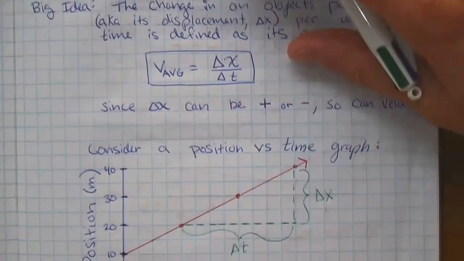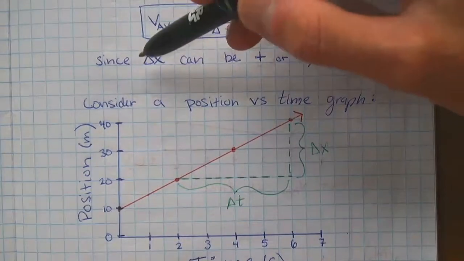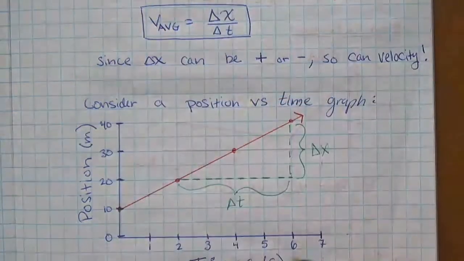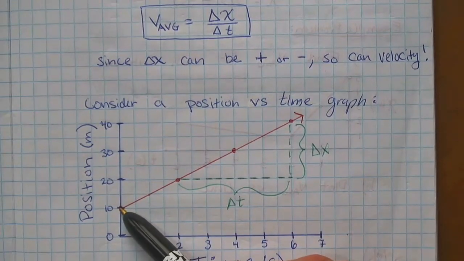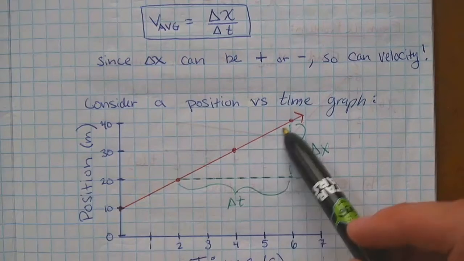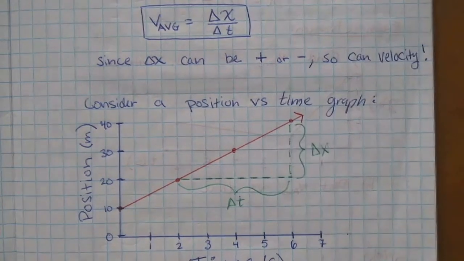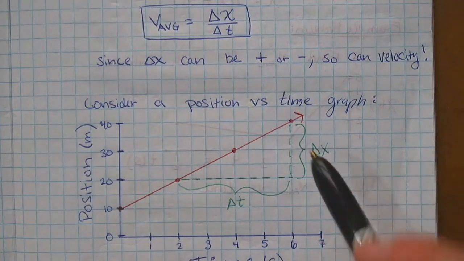So let's consider that we're looking at a graph here. You should have already copied this into your journal. Consider a position versus time graph below. We've got our position and our time. This object is starting at an initial position of 10 meters and is moving at a constant velocity. I know that because it's a linear line, constant velocity in the positive direction, because it's going right: 10, 20, 30. So its position is increasing.